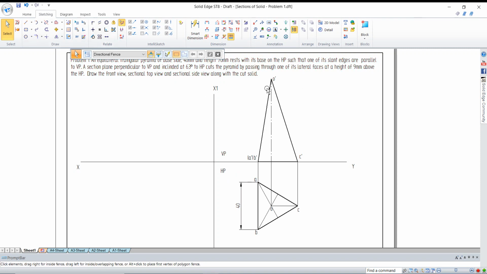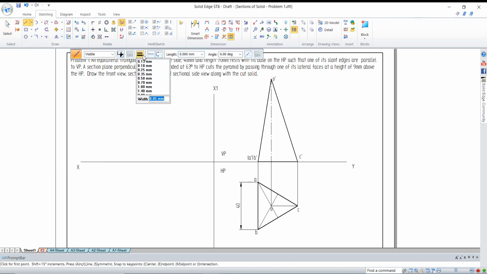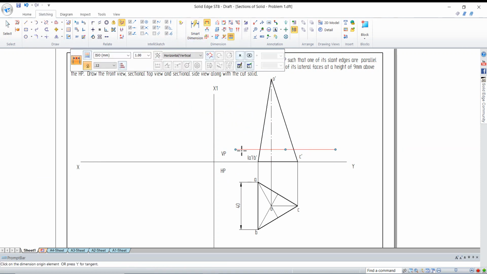So it can cut the pyramid somewhere here, up, down, in this direction, passing through the lateral face at a height of 9 mm. From the 9 mm height it is going to cut. So you will draw a construction line, and keep the distance between the first line and that line as 9 mm.